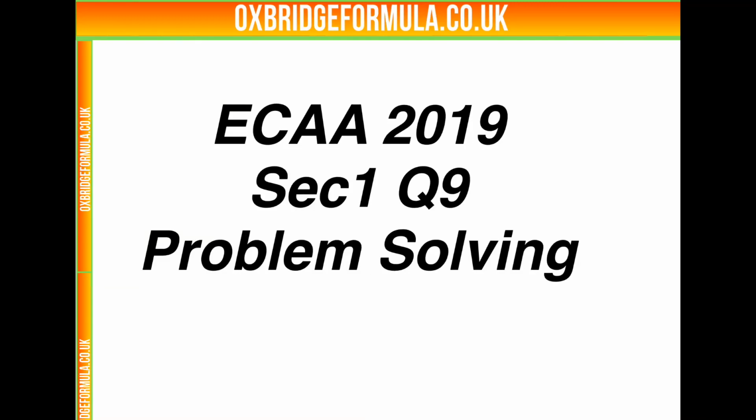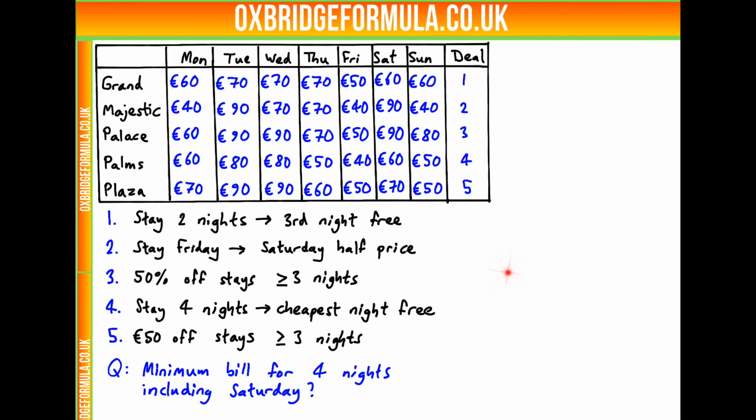This is question 9 on problem solving from section 1 of the 2019 ECAA. So we're given a table for the prices per night of 5 rather pompously named hotels, and each of them has a different deal, which are outlined down here. And the question is, for someone that's staying for 4 nights, one of the nights having to be Saturday, what is their minimum hotel bill based on this table?